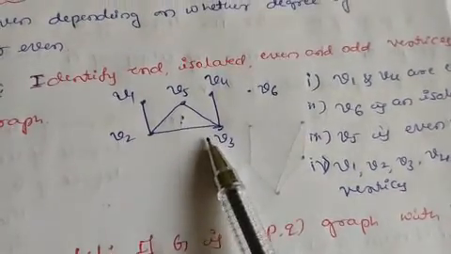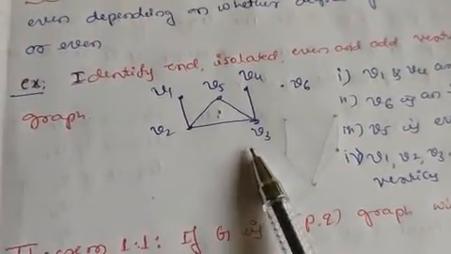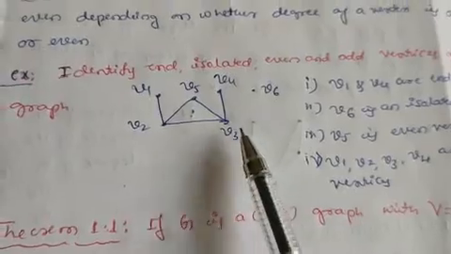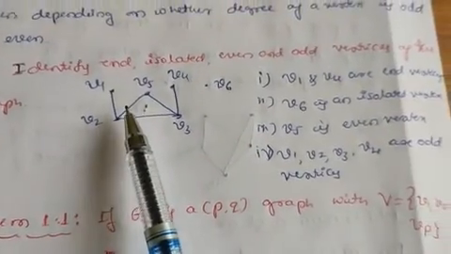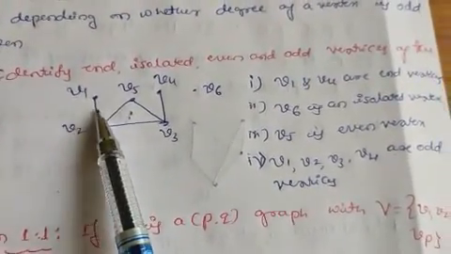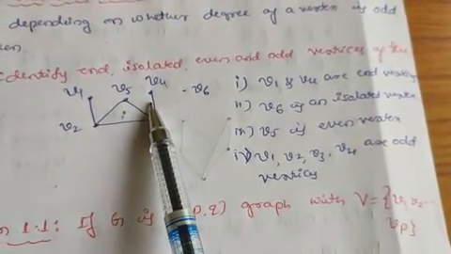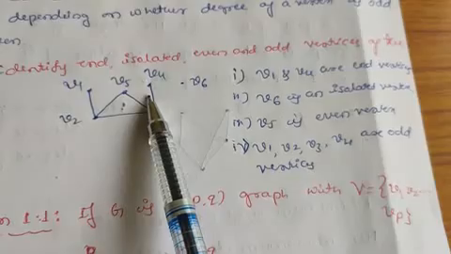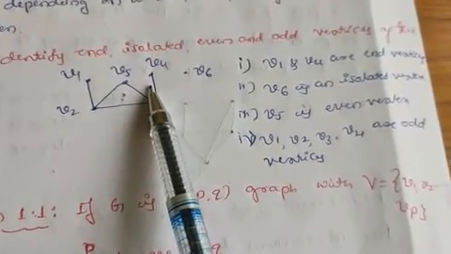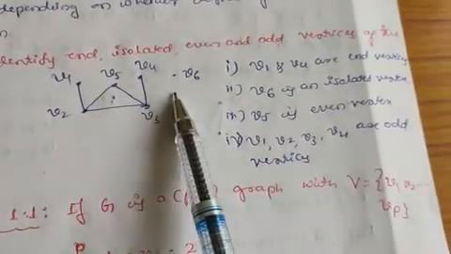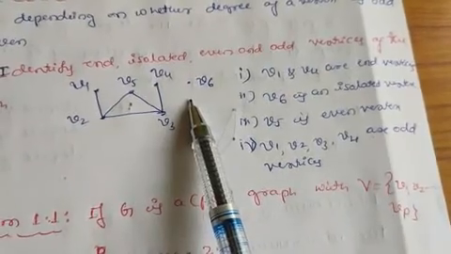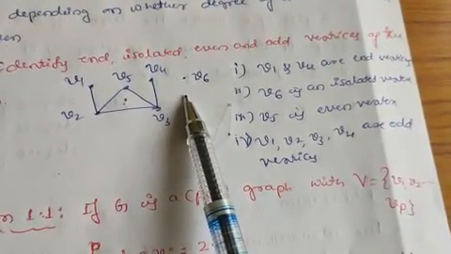So again we have a graph here. First you have to write the degree of all vertices, degree of V1. So here V1 and V4 are end vertices. End vertices means a vertex which has only one edge, and V6 is an isolated vertex. This you know: an isolated vertex means a vertex which has no edges.